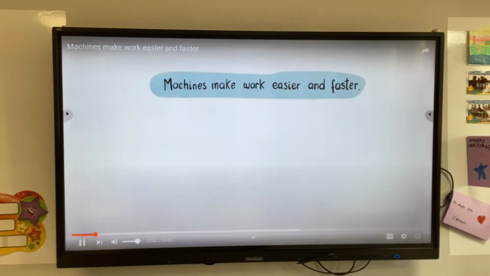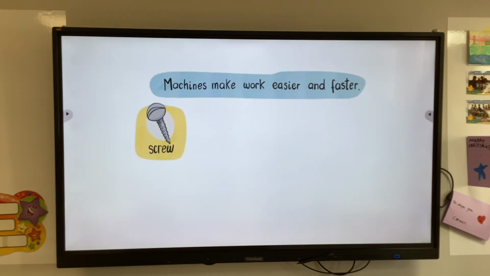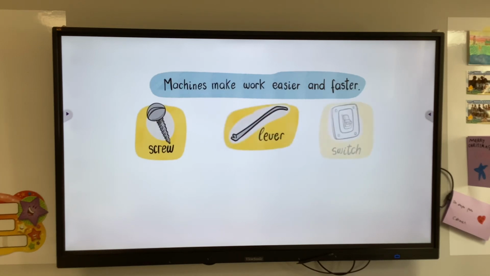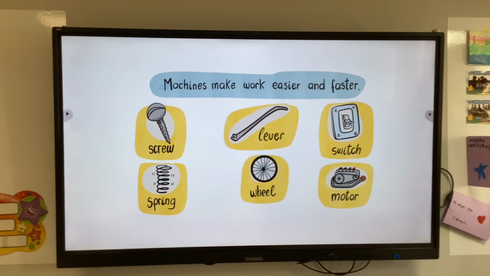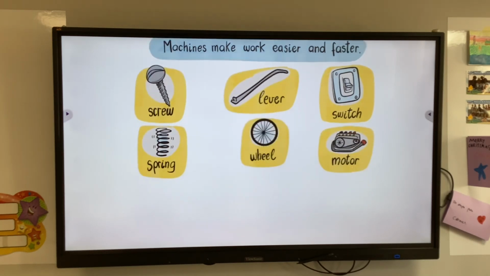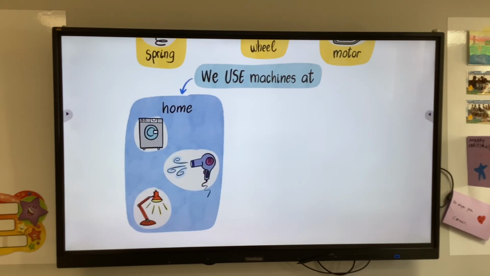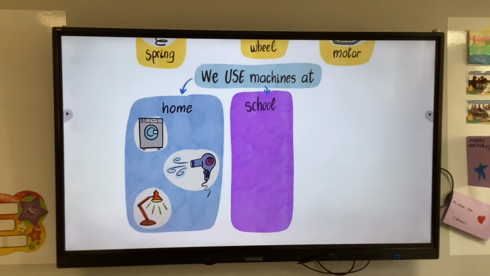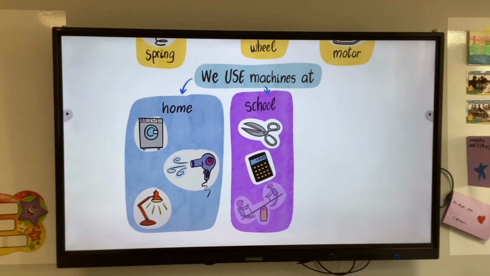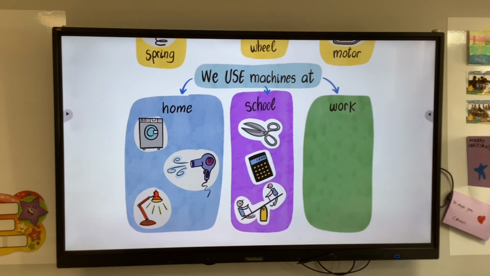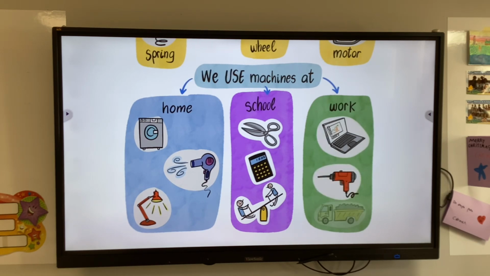Machines make our work easier and faster. Screws, levers, switches, springs, wheels, and motors are all machines. People use machines at home to wash clothes, dry their hair, or create light when it is dark. At school, we use machines to cut, make calculations, and play. At work, we use machines to organize information, make repairs, and transport things.